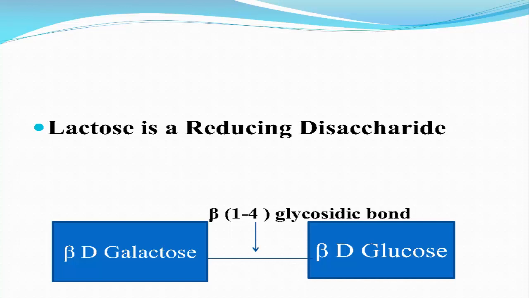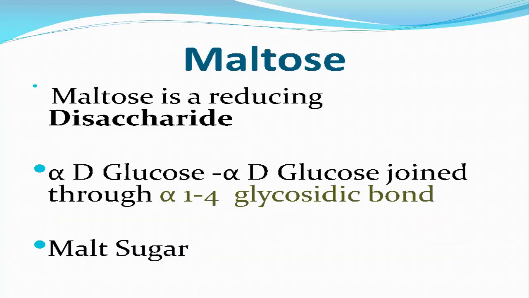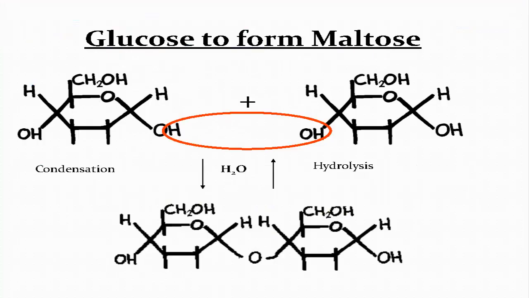Then there is maltose. It is also a reducing disaccharide. It is joined by two glucose. Lactose was galactose plus glucose, but maltose is glucose plus glucose joined through an alpha 1,4 glycosidic bond. So this is the structure of how they join, but you may skip this.